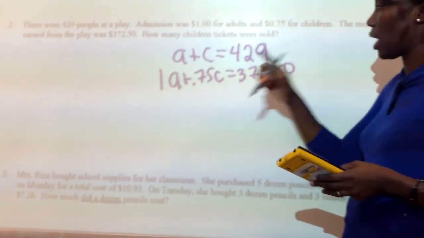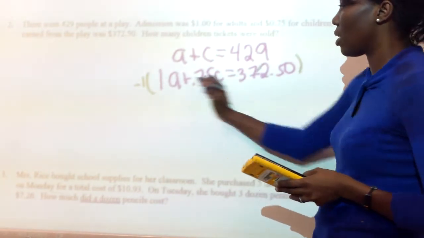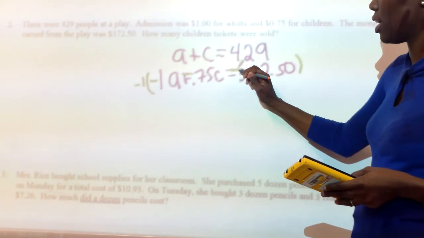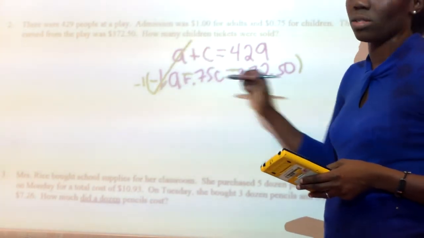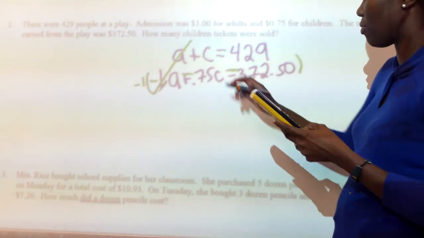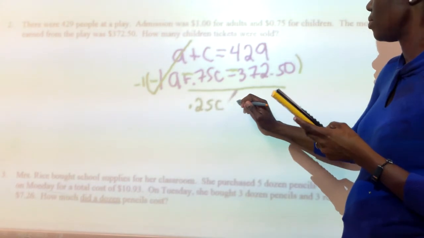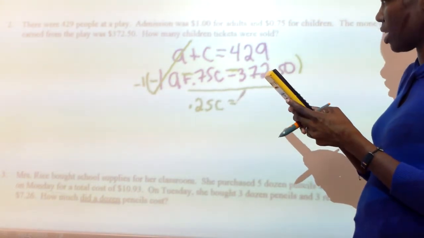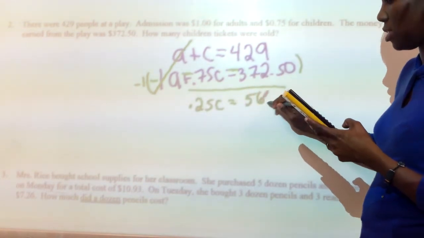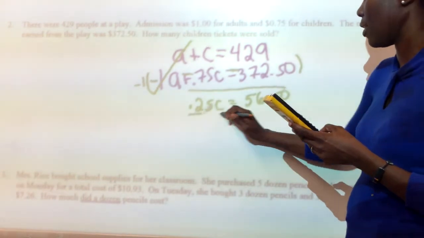So I'm going to multiply the whole bottom row by -1. That'll make this a negative, this a negative, that a negative. And now my adults cancel out. So I do 1C minus 0.75C, and when I combine these, I get 0.25C. On this side, 429 minus 372.50, and I get 56.50. Divide both sides by 0.25.